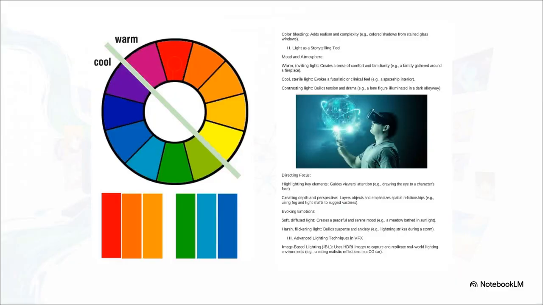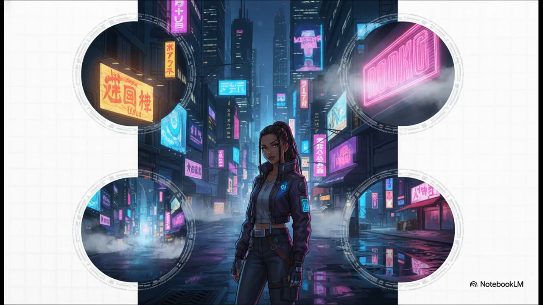Visual effects artists use color theory to evoke specific feelings. As you can see on this color wheel, cool tones like blues and cyans can make a scene feel futuristic or even clinical. On the other hand, warm tones like reds and oranges create a sense of comfort and familiarity. This slide gives a few great examples of how different colors can be used to create a really specific mood. And artists have a whole toolbox of techniques to play with light.